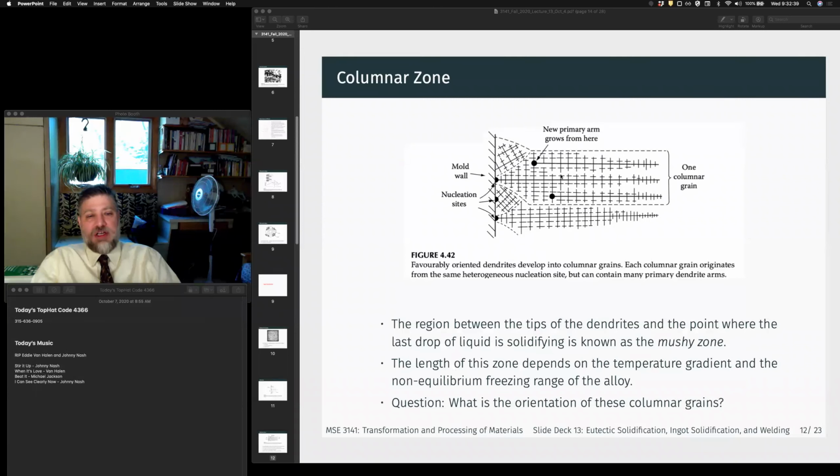And that's the origin of this columnar zone. So we have our off-angled nuclei grow, they impinge, and they die. The parallel ones will continue to grow. They'll grow secondary arms, and a new primary dendrite arm can form off those secondary arms. So this then becomes one columnar grain.